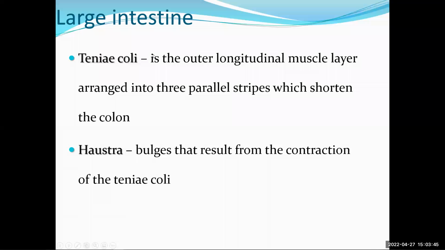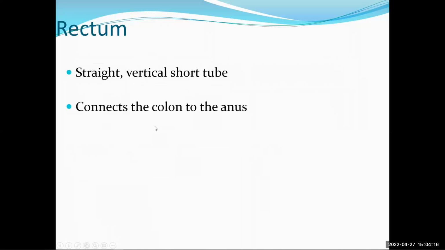The shape of the large intestine, right? Ascending, transverse, descending, sigmoid colon. Then you have the taenia coli and the haustra. Now the taenia coli, this is the outer muscle layer. And the haustra, these are bulges that result from the contraction. So when you have movement in the large intestine and you have these bulges being produced, the bulges are known as haustra, but they are brought about because of the action of the taenia coli.